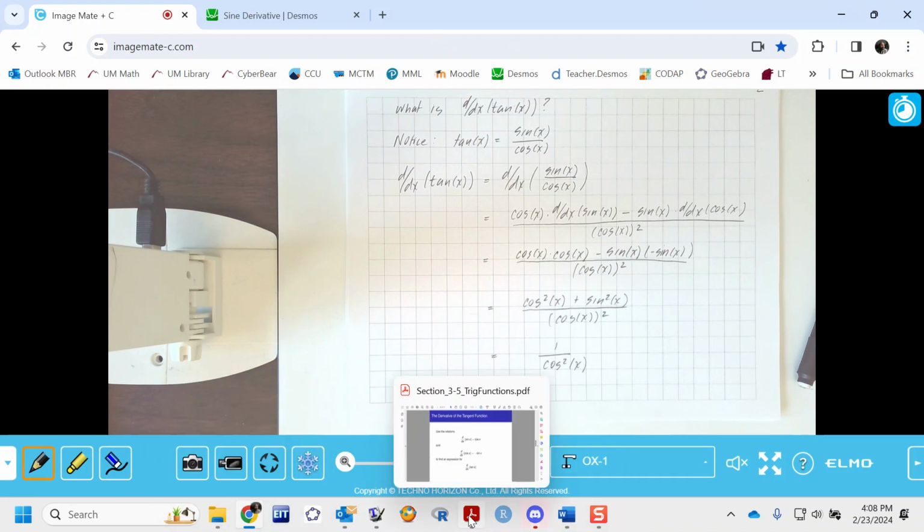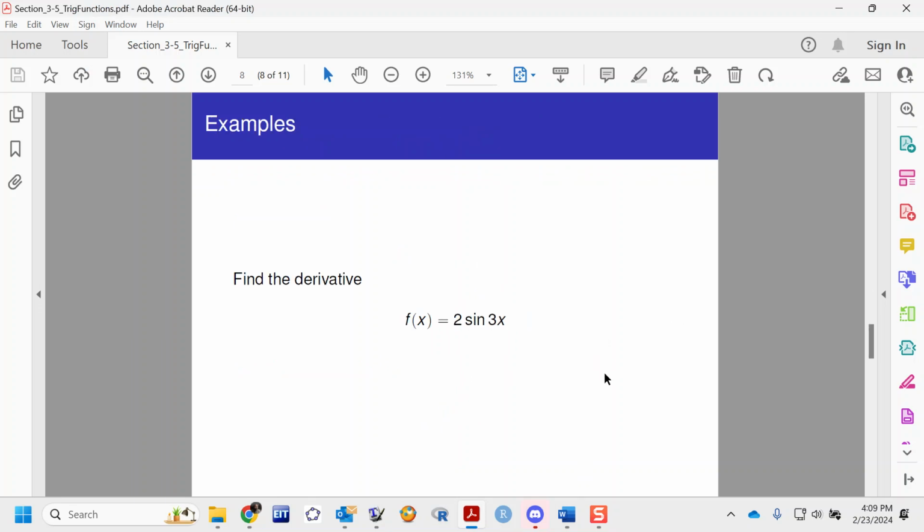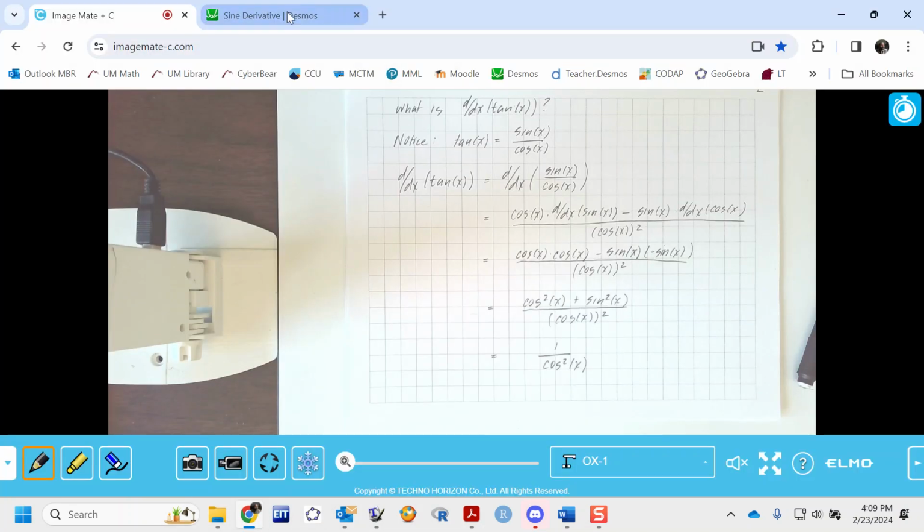Let's see. So indeed the derivative of the tangent is 1 over the cosine squared of x. And we've got all three trigonometric functions now, so I guess all that's left is to do a little bit of example work. Let's do this first one, the derivative of 2 sine 3x. Maybe before we hop into it, let's go and check it out on Desmos.